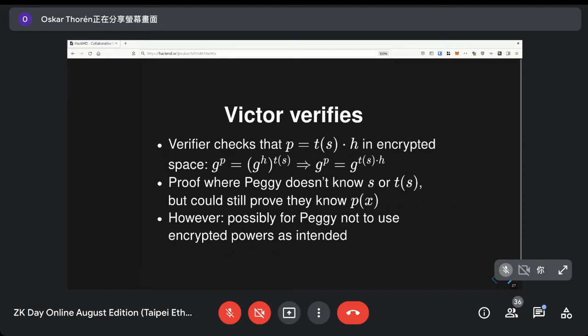So now Victor is checking that p is equal to the target polynomial evaluated at s times h in encrypted space. That means that t of x is a cofactor of p of x. And it's kind of progress, right? Because now Peggy doesn't know s or the target polynomial evaluated at s, but she can use the encrypted evaluation. But we have a problem, because it's still possible for Peggy to not use these encrypted powers as intended.